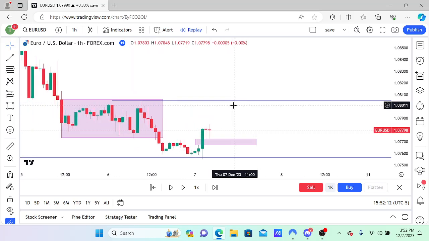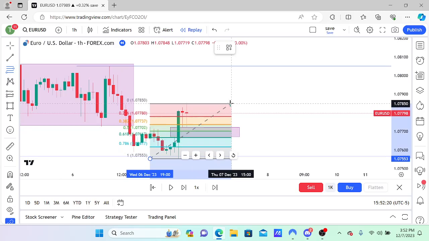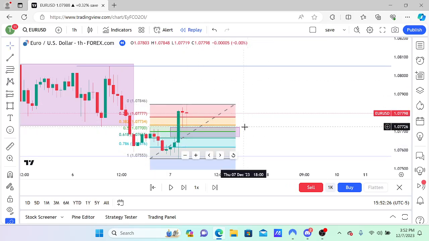Why do we want to pull back into a discount? Because we don't want to be buying something when it's expensive in a premium marketplace. We want it when it's cheap. Where is a discount marketplace going to be? A discount is below 50% equilibrium, which is right here. That's a discount. Okay.